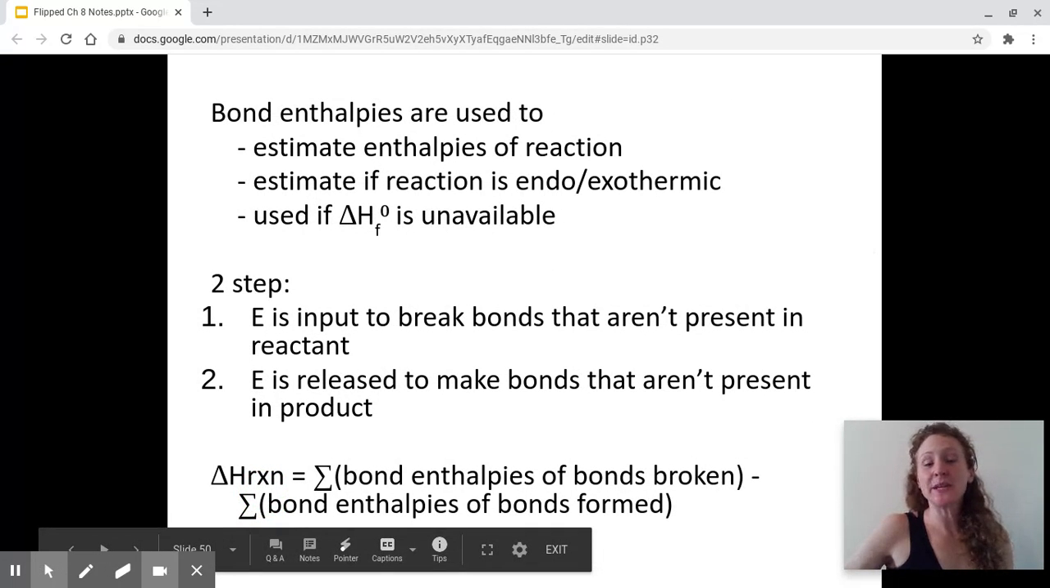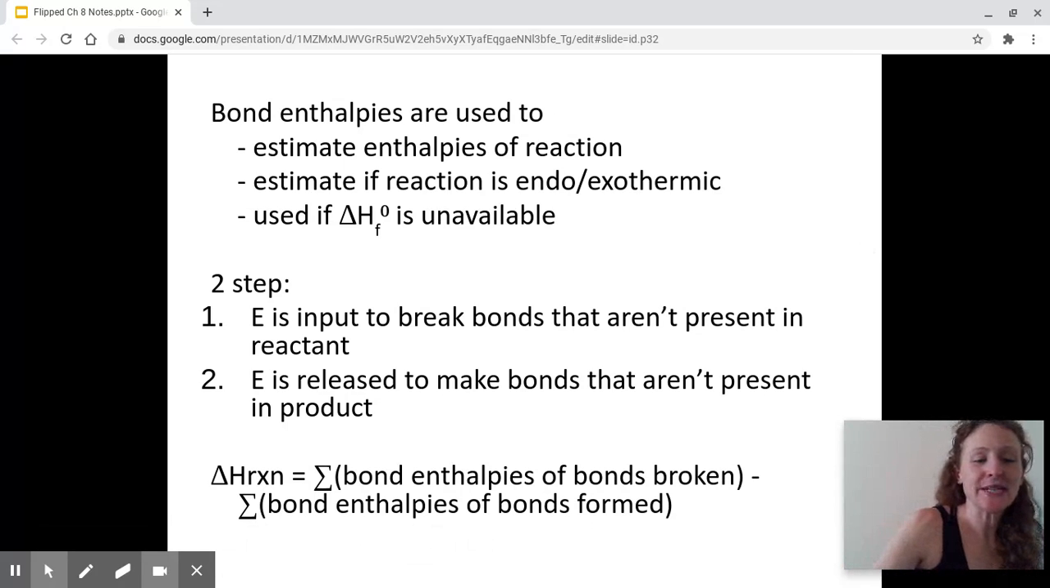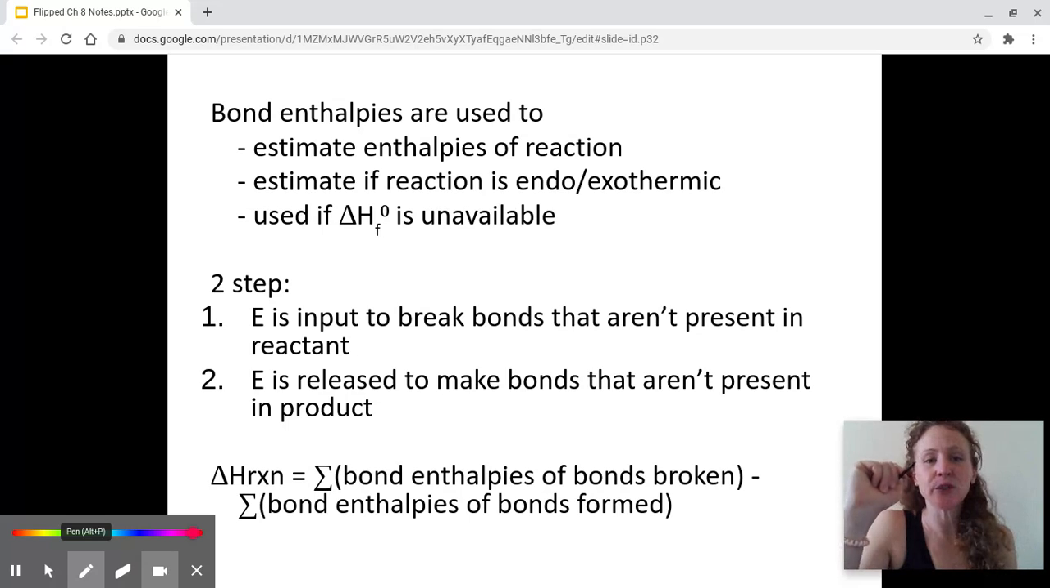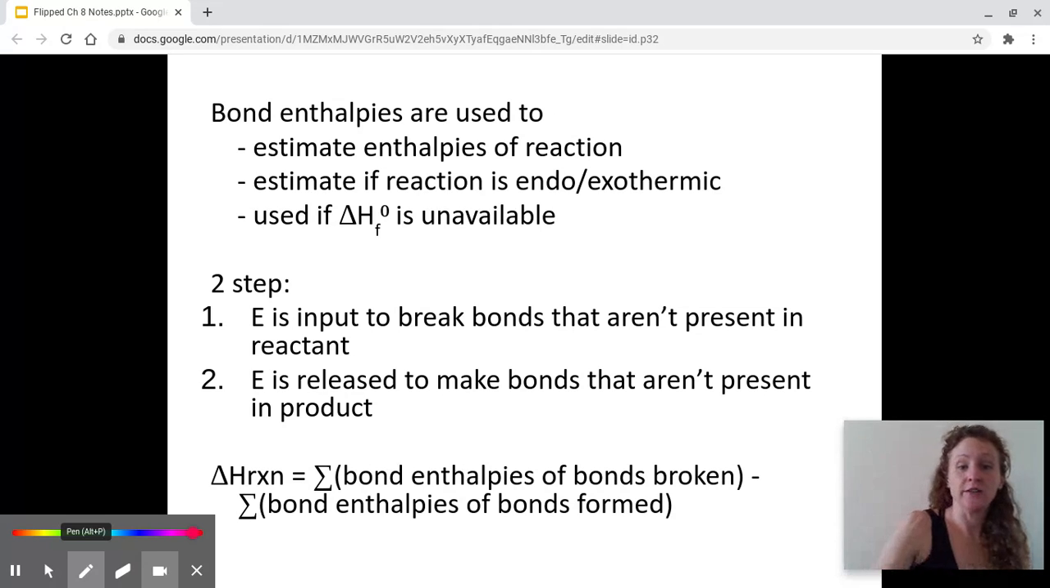Okay, so bond enthalpies are used for a bunch of different reasons. You're going to like the formula. It's going to look super familiar to you. It's used to estimate enthalpies of reactions. It's used to estimate if the reaction is going to be endothermic or exothermic. It can be used if enthalpy of formation is unavailable.